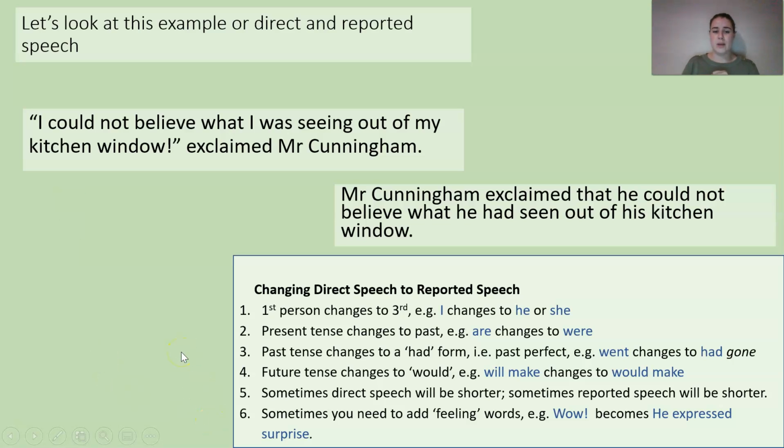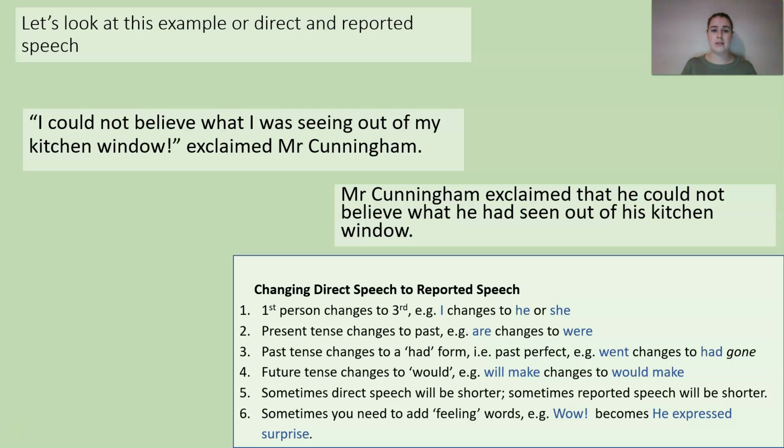So one of the first things we have to look at when we're changing direct speech into reported speech, is that we change it from first person to third person. So here we started off with "I could not believe," because this is what Mr. Cunningham was saying. But when we're reporting it from somebody else's point of view, we have to change that. So we might change the pronoun to either he or she, or potentially we could just use their name. But equally, I could change the sentence and say he exclaimed that he could not believe what he had seen. So sometimes you need to change the names and the pronouns to match the speech.